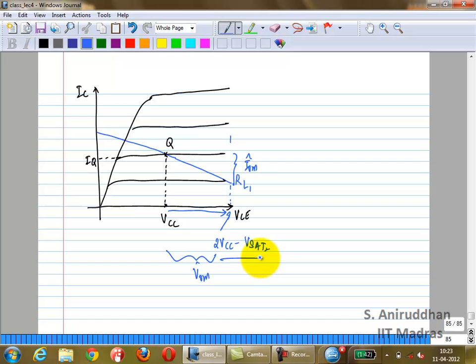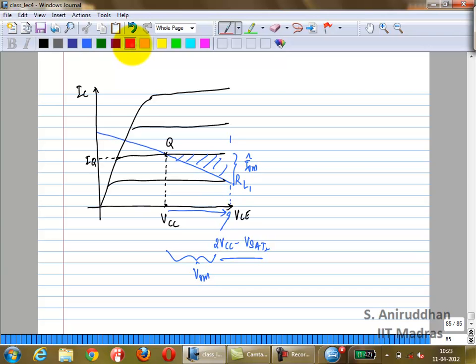So this is IO hat. The shaded area. What is the shaded area? The shaded area will give you the power dissipated in the transistor, because you are looking at the area on the IC versus VCE curve, right? IC times VCE will give you the power dissipated in the transistor. Okay, this is for RL1.